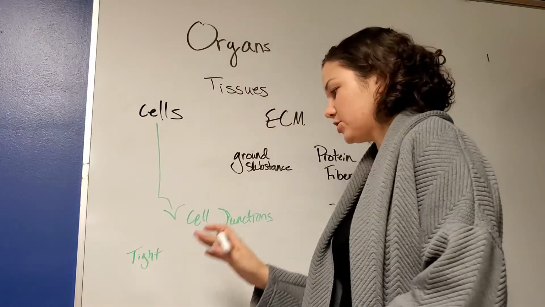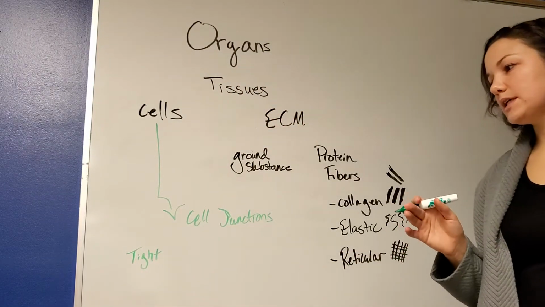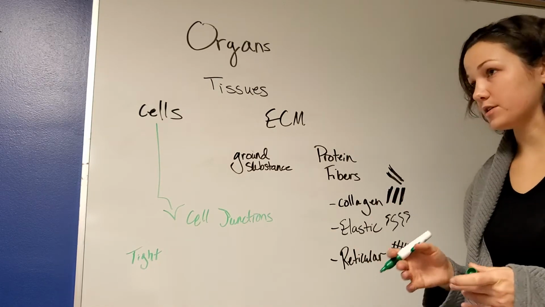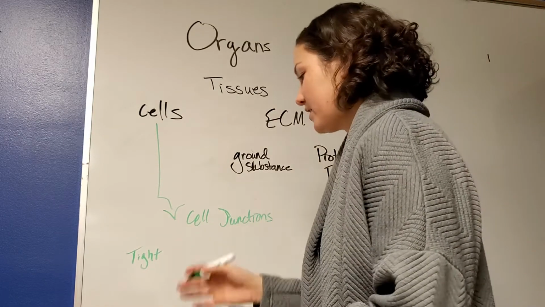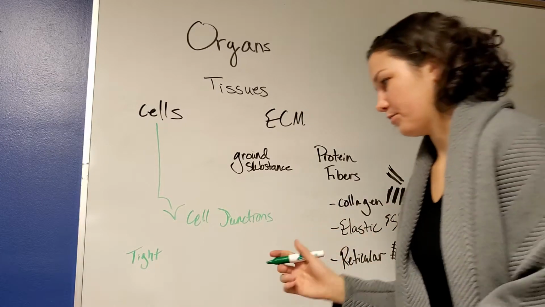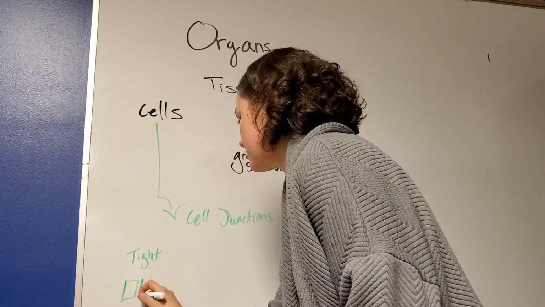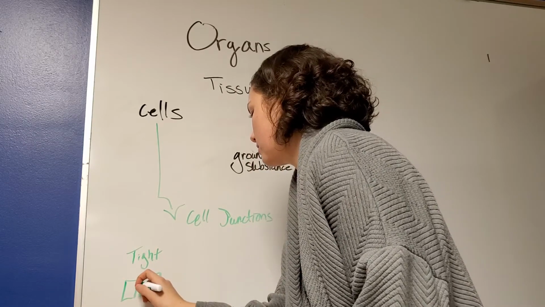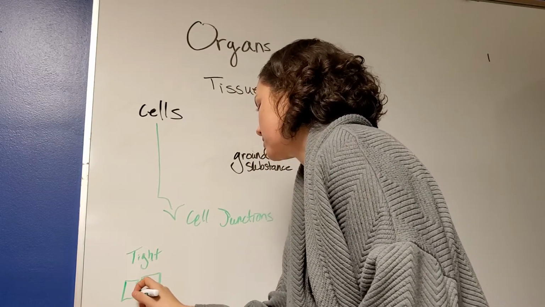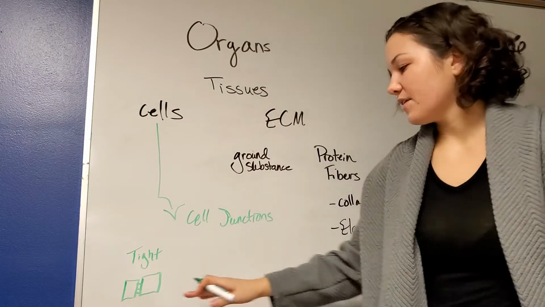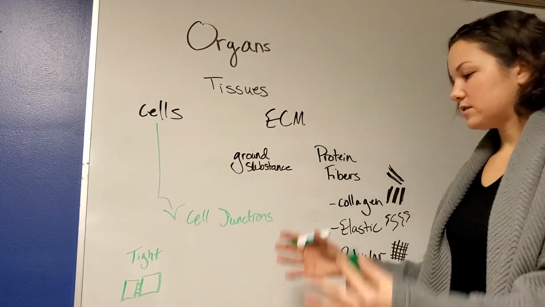First up, we have tight junctions. Tight junctions are basically creating barriers between cells. They prevent things from moving through. So let's say this is a cell and this is a cell. Here's a tight junction, here's a tight junction, here's a tight junction. Nothing's getting through. They're nice and secure.